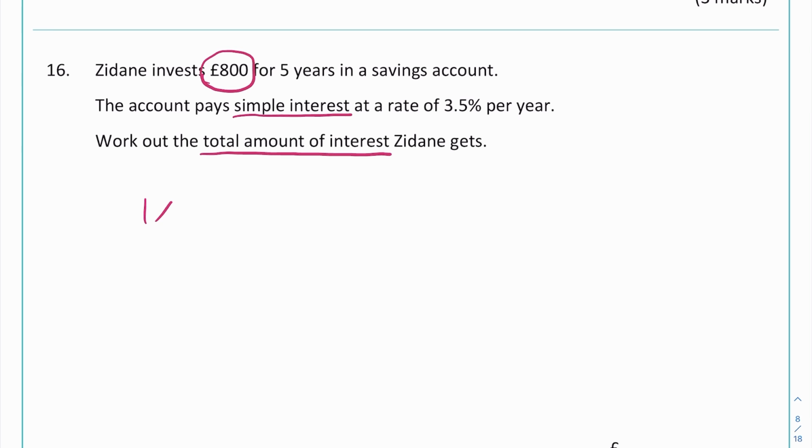So working out 1%, if we divide by 100, we get £8. We can also get 0.5%, which is going to be half of 8, or £4. And we can then build this up to 3.5.